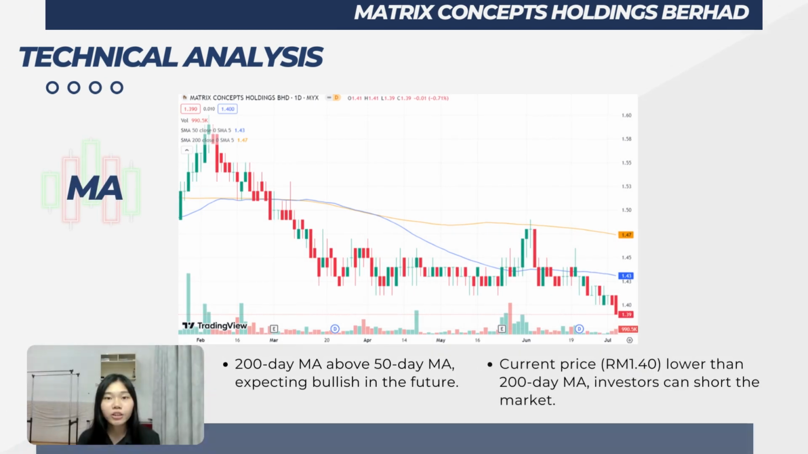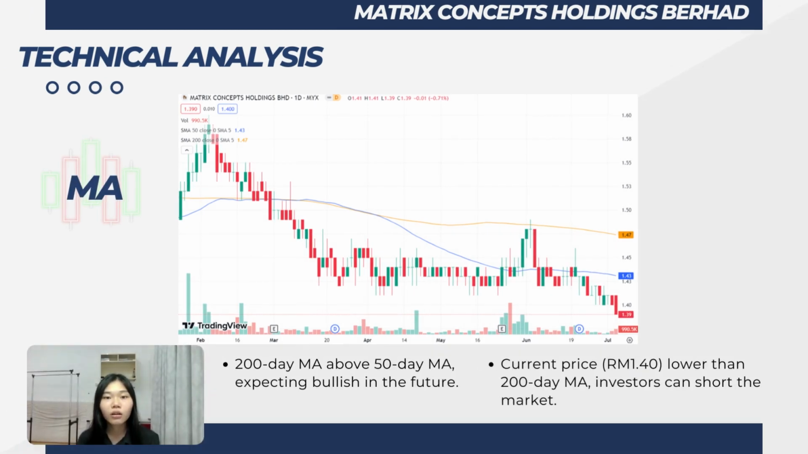In moving average, the orange line represents the long-term 200-day MA, while the blue line shows the short-term 50-day MA. In the current situation, the 200-day MA is above the 50-day MA, which is expecting the market to go bullish in the future. If the current market price of 1 ringgit 40 cent is lower than the 200-day MA, investors can find an opportunity to short the market.